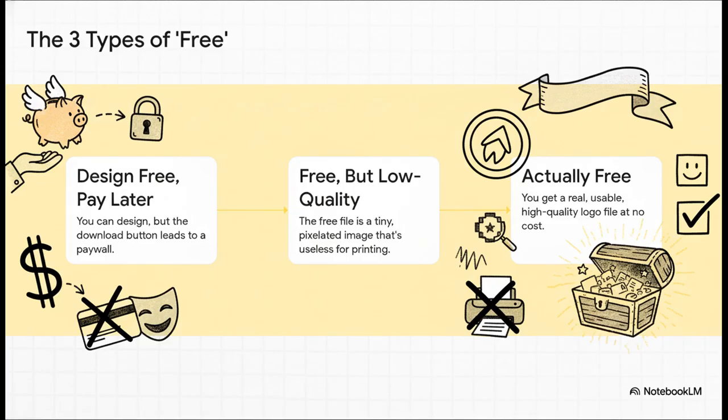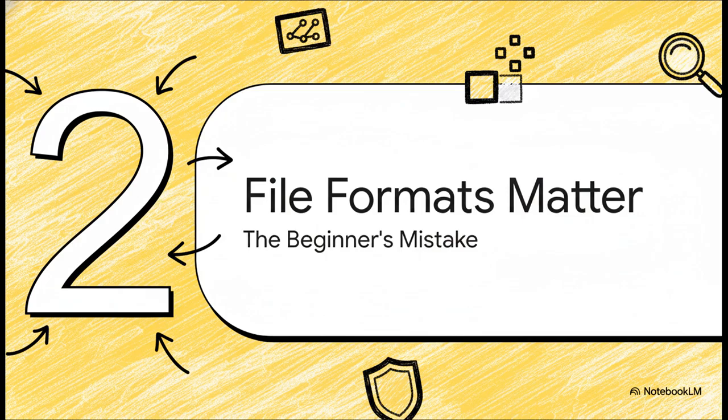Then you've got type 2, free but low quality. They'll let you download something, but it's this tiny, grainy little file that's basically useless for anything other than maybe a profile picture. But what we're hunting for, the real prize, is type 3, actually free, full quality. And yes, it does exist. Now, knowing those 3 types is a huge step, but it's only half the puzzle. The real secret weapon, the thing that most people don't think about until it's too late, is the file format.